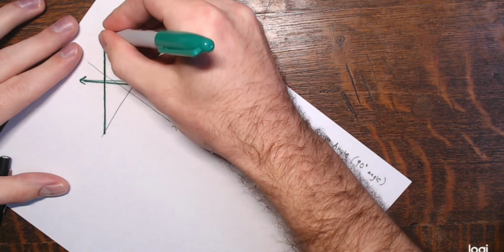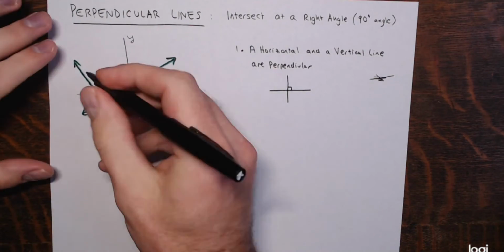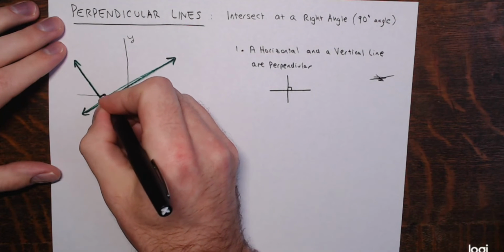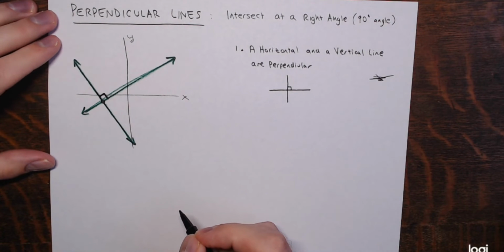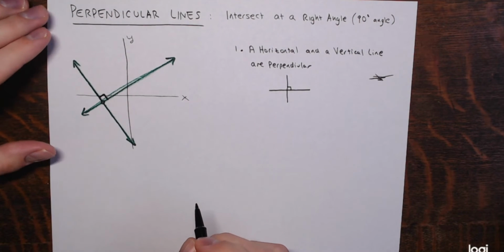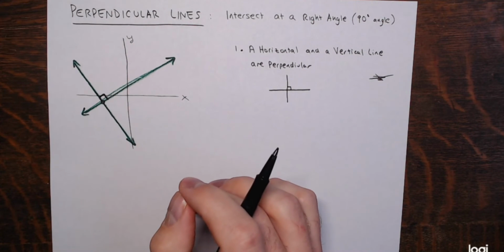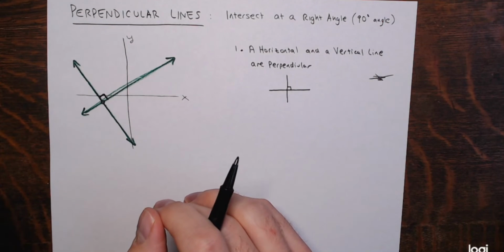And again, I'm just drawing a rough sketch here, but where they meet is a 90-degree angle. I'm making the little right angle box there. Now, how do you tell without just looking at them? How do you tell with an equation, with the slopes and all that? How do you tell that two lines are perpendicular?